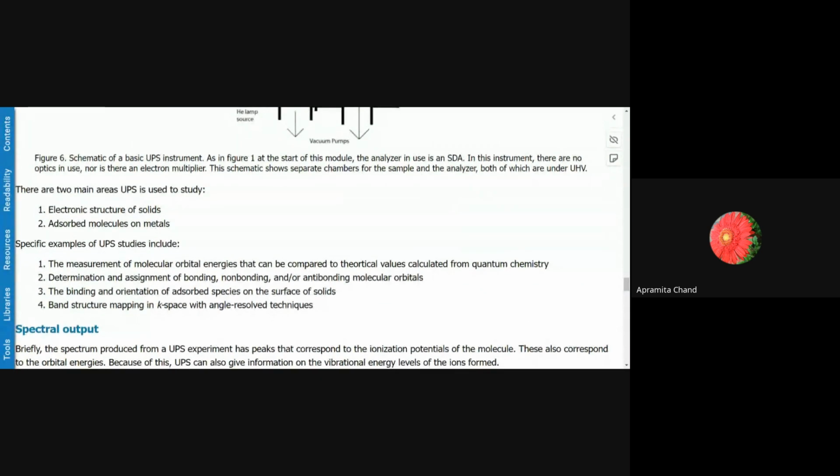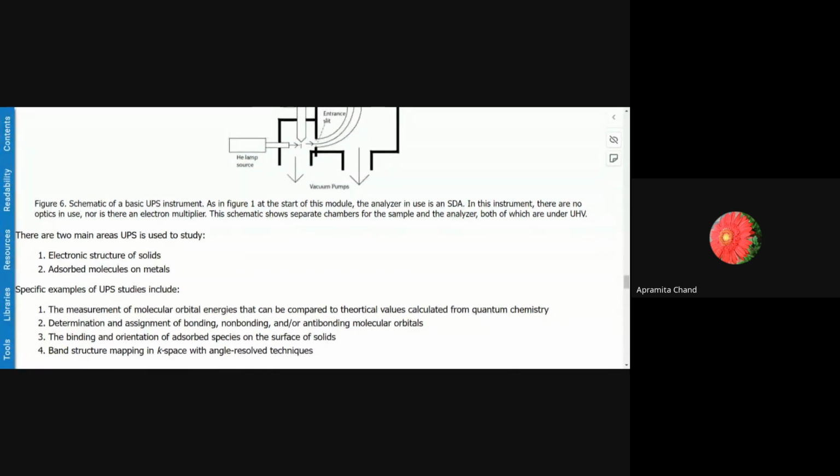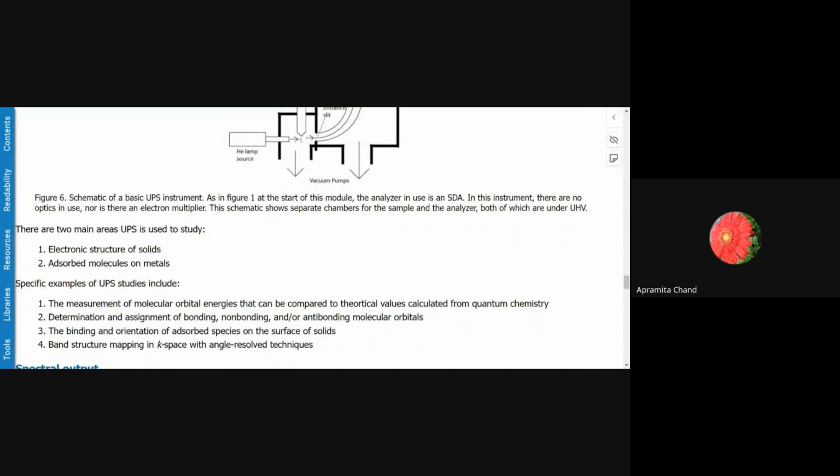The specific examples of UPS studies include, first, the measurement of molecular orbital energies, which can be compared to theoretical values that can be calculated from quantum chemistry. Also, we can determine and assign the bonding, non-bonding and anti-bonding molecular orbitals.